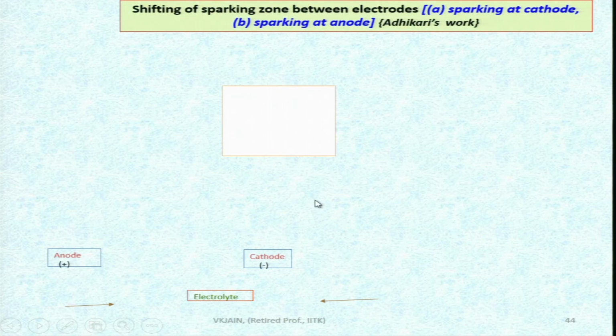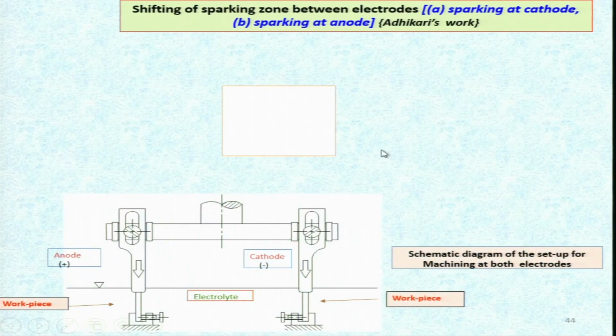Now, this is a very unique and very interesting result that you will find over here. It says parametric analysis while working with both polarities, that is, the tool is positive and it is negative. Now, very interesting results. Shifting of sparking zone between electrodes, that is cathode and anode, and sparking at cathode and sparking at anode. This is Mr. Adhikari's work, which has been published in renowned international journals. You can refer to them.